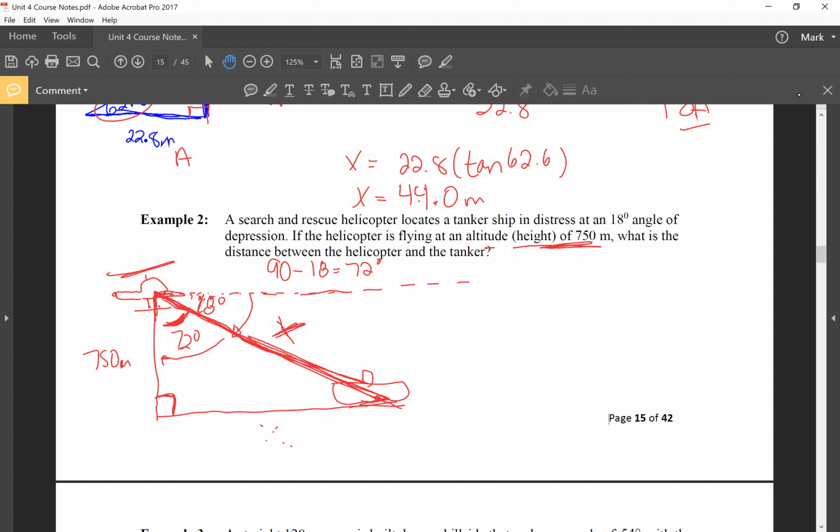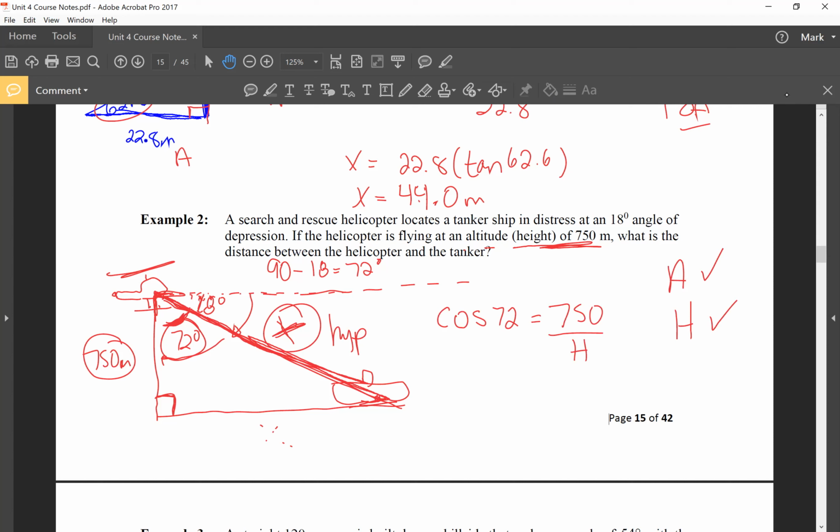All right. Well, I know my angle. I know the adjacent and I'm looking for the hypotenuse. Okay, so think about that. I know the adjacent, I'm looking for the hypotenuse. So cosine of 72 equals the adjacent side, 750, over the hypotenuse h. And solve for, oh, sorry, we're calling that x. Solve for x and you're done. So x will be 750 over cosine 72. And that's your answer.